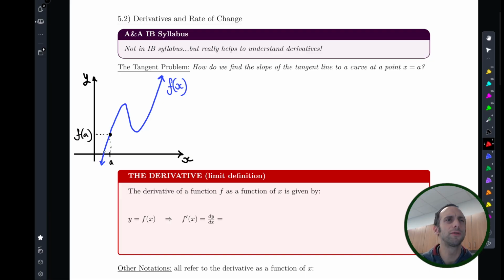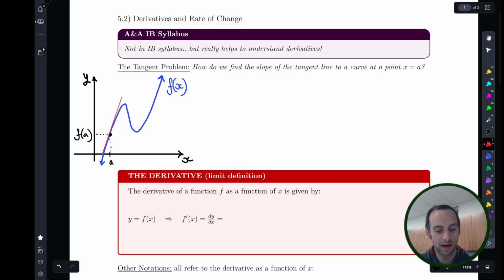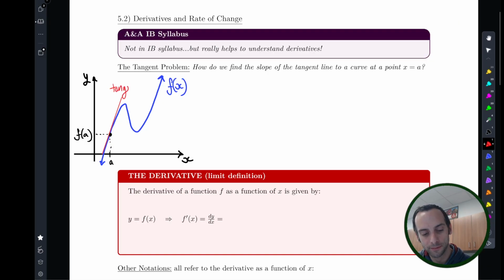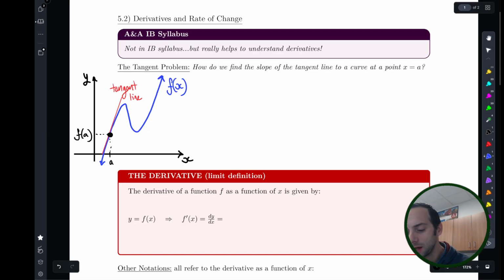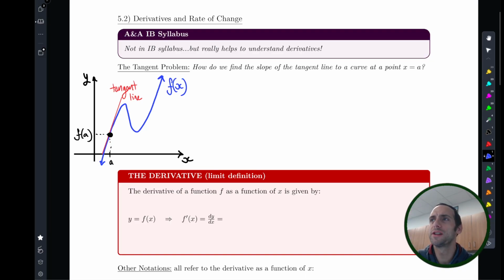So the first thing we're going to do is sketch what we think the tangent line might look like there. So we know from the previous lesson that a tangent line is a line that just touches the curve at this point of interest called x equals A. So we'll draw something kind of like that with that red line. This red line will be our tangent line. So our whole goal in this class is to find the slope of that red line that just touches the curve at that point x equals A. And in the previous class with limits, we've built all the tools we need to actually find what the slope of that red line is.